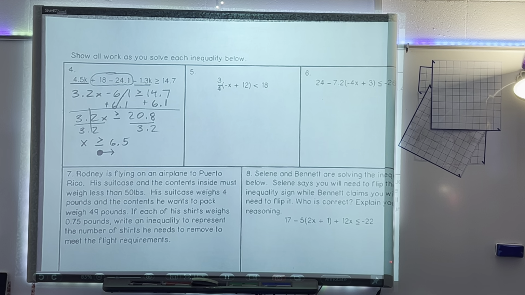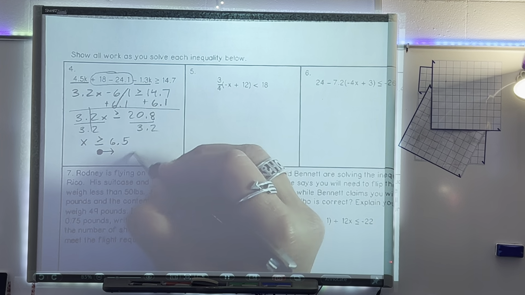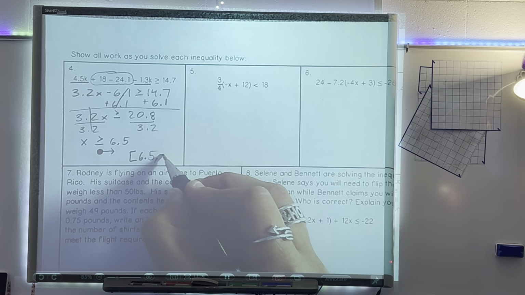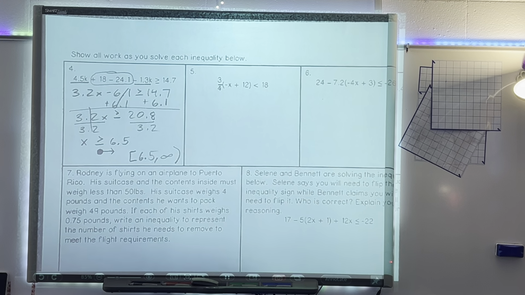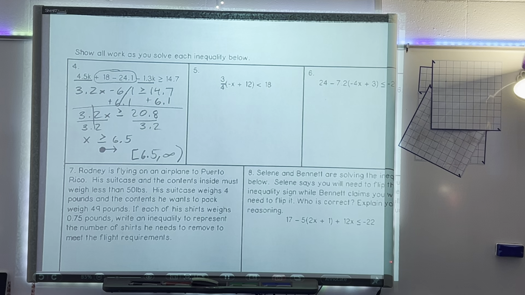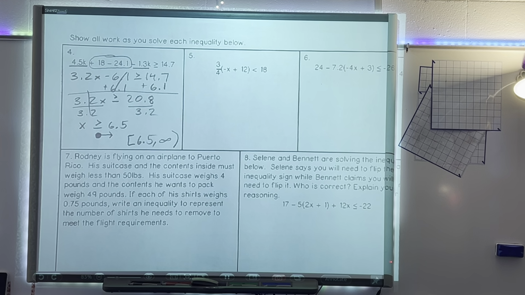Alright, what would the interval notation look like there? Bracket 6.5. Okay, and then infinity. Alright, everybody good there? Y'all getting comfortable with the interval notation? We're good there, okay.